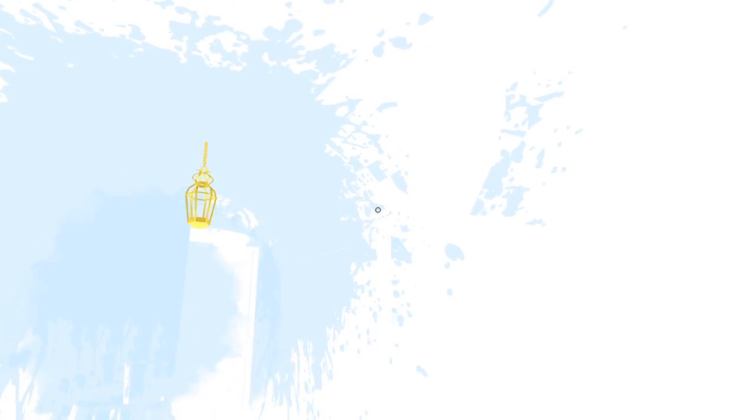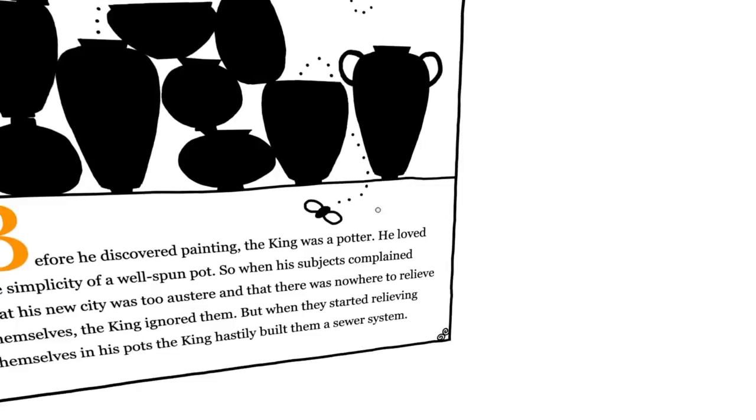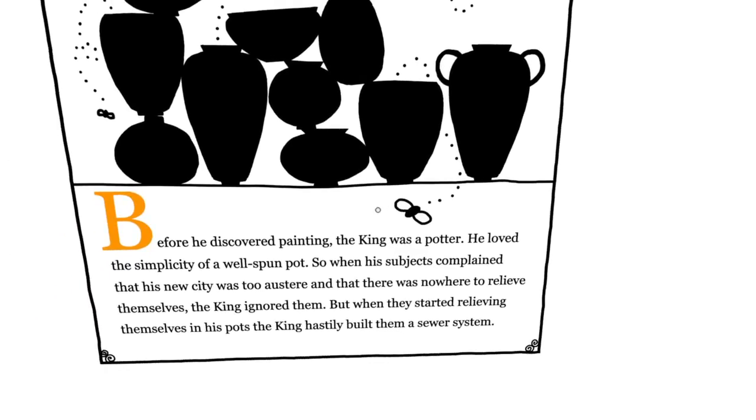Before he discovered painting, the king was a potter. He loved the simplicity of a well-spun pot. So when his subjects complained that his new city was austere, and that there was nowhere to relieve themselves, the king ignored them. But when they started relieving themselves in his pots, the king hastily built them a sewer system.